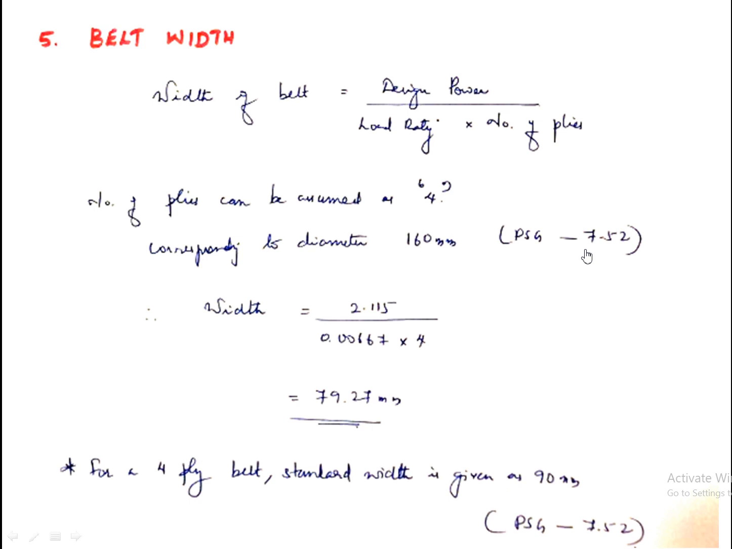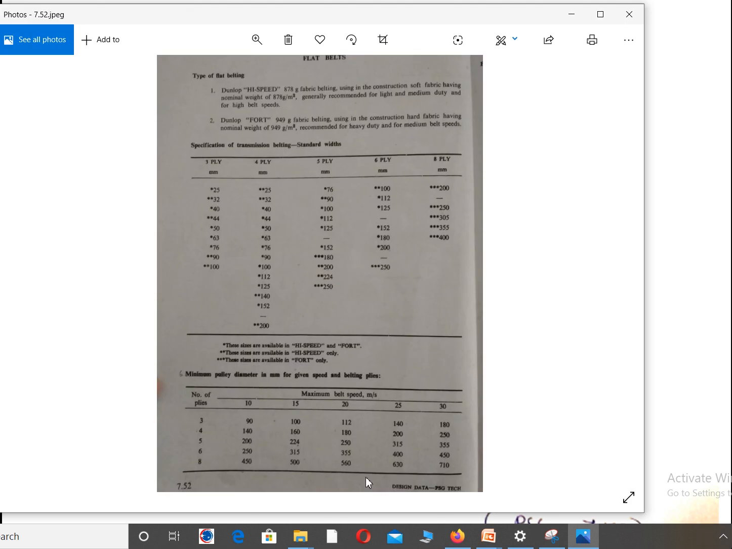So to find the number of plies, let us go to page number 7.52 of your PSG data book. You can see at the bottom corner there is a table. Okay, the minimum pulley diameter in mm. All the values inside here are the minimum pulley diameter values. Okay, so we have got the minimum pulley diameter value as 160. Our speed value is 2.5, and that value is less than 10. So you just neglect that value.